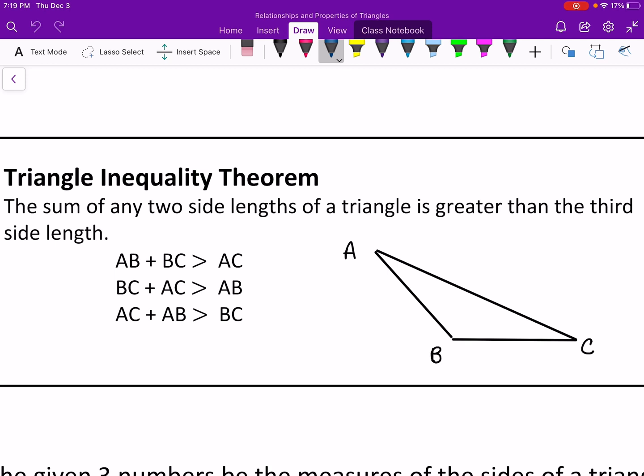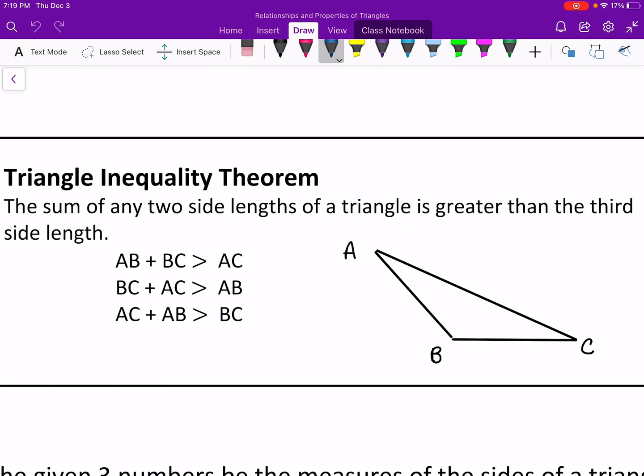The side AB plus the side length from B to C, if you add those two together, it will be longer than that longest side AC. If we take BC and AC, add those together, it should be greater than AB. And if we take AC and AB and add them together, it will be greater than BC.